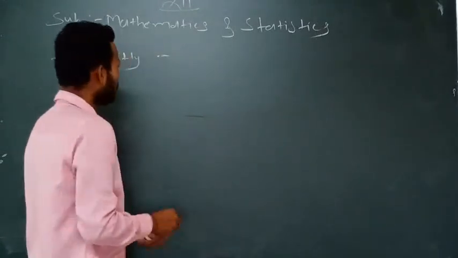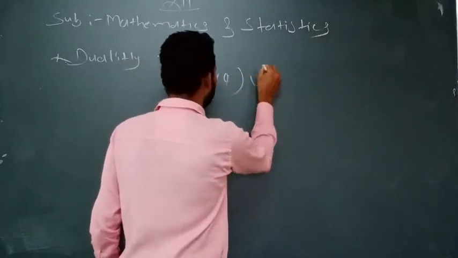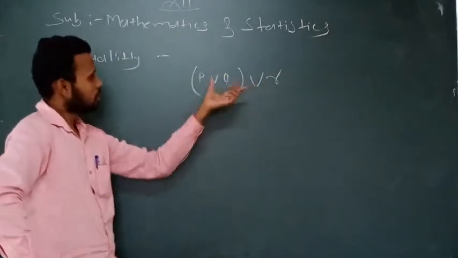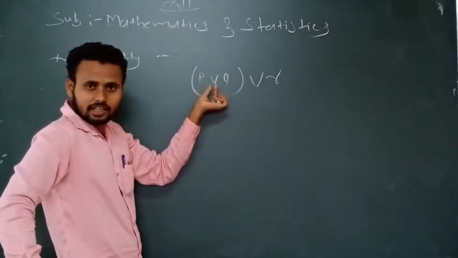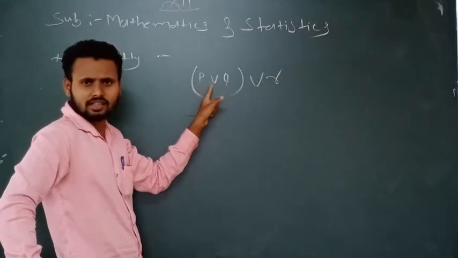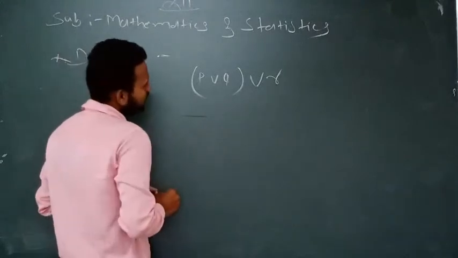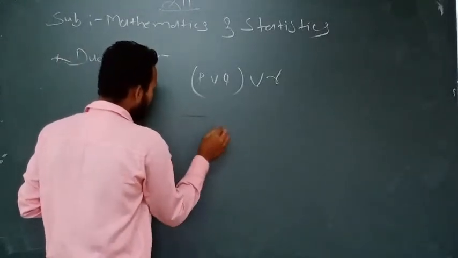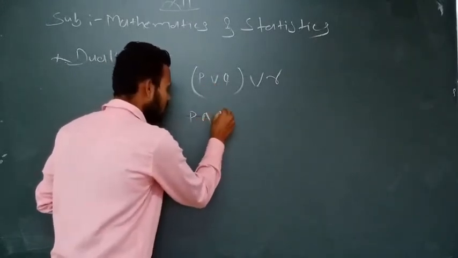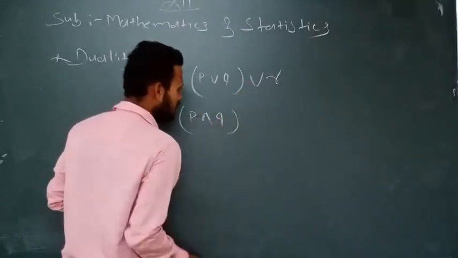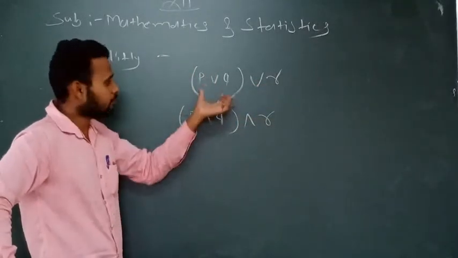For example, find the dual of the following statement. The statement is P disjunction Q, and again disjunction with small r. Then what is the dual of that statement? By the definition of duality, in place of disjunction we will replace conjunction. So the dual of this statement is P, in place of disjunction conjunction, Q as it is, then again here disjunction, therefore in place of disjunction we will replace conjunction, which is the required dual of that statement.